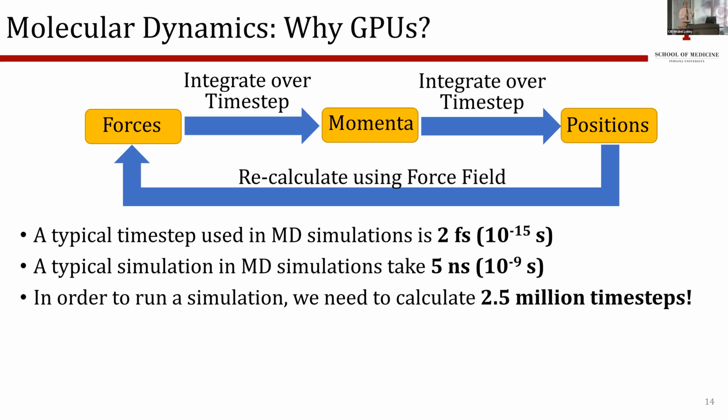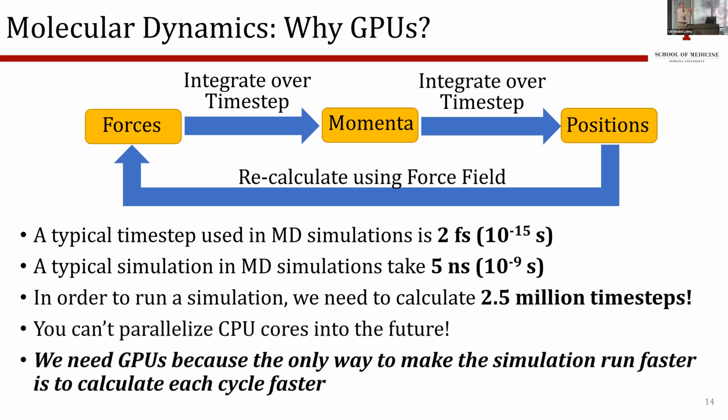And this is why we really need to use GPUs for this process, because you can't parallelize CPU cores into the future. You can't create some workflow where some of the CPUs look at the time equals 0 events and some of the CPUs look at the time equals 1 events, because in order to understand what happens when time equals 1, you need to understand what happens when time equals 0. So the only way you can make these simulations faster is to use a more powerful processor, to use something that's just going to loop through that cycle really, really fast. And that's what GPUs are good for. And that's why we need to use GPUs to look at timescales on the order of 5 nanoseconds.